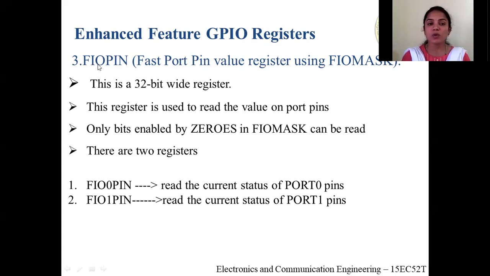But here, before using the FIO pin, we have to configure 0 on the port pins by using the FIO mask register. Fast port pin value register using FIO mask. So only bits enabled by zeros in FIO mask can be read. Otherwise, we can't use the FIO pin to read the status of the port pin values. For which pins you want to read the status, first you have to configure 0 on those pins by using the FIO mask register.